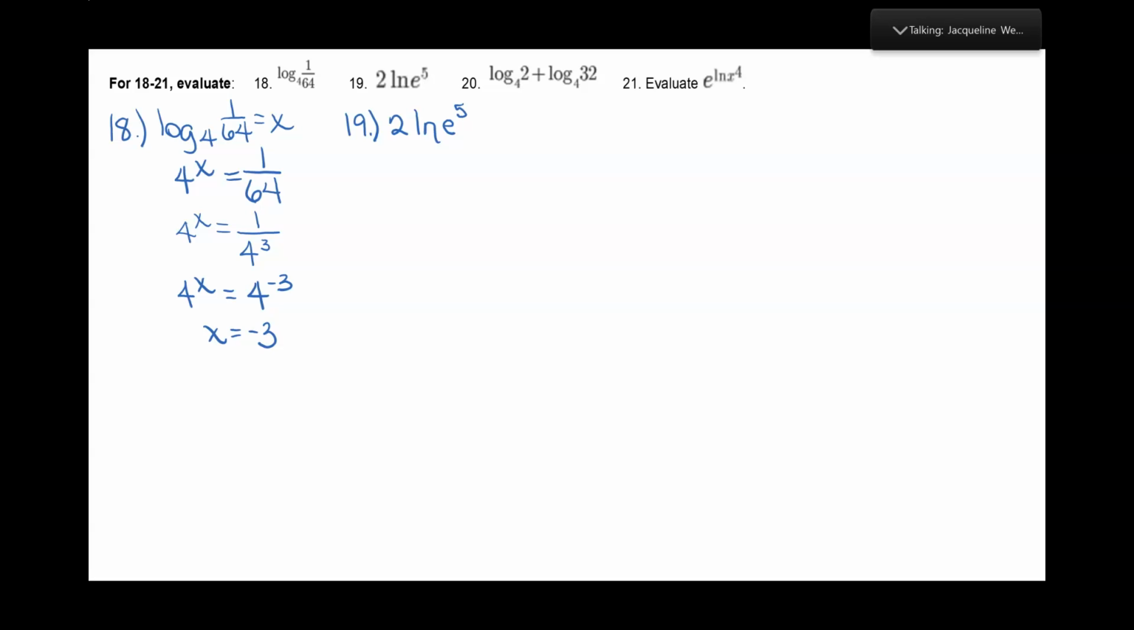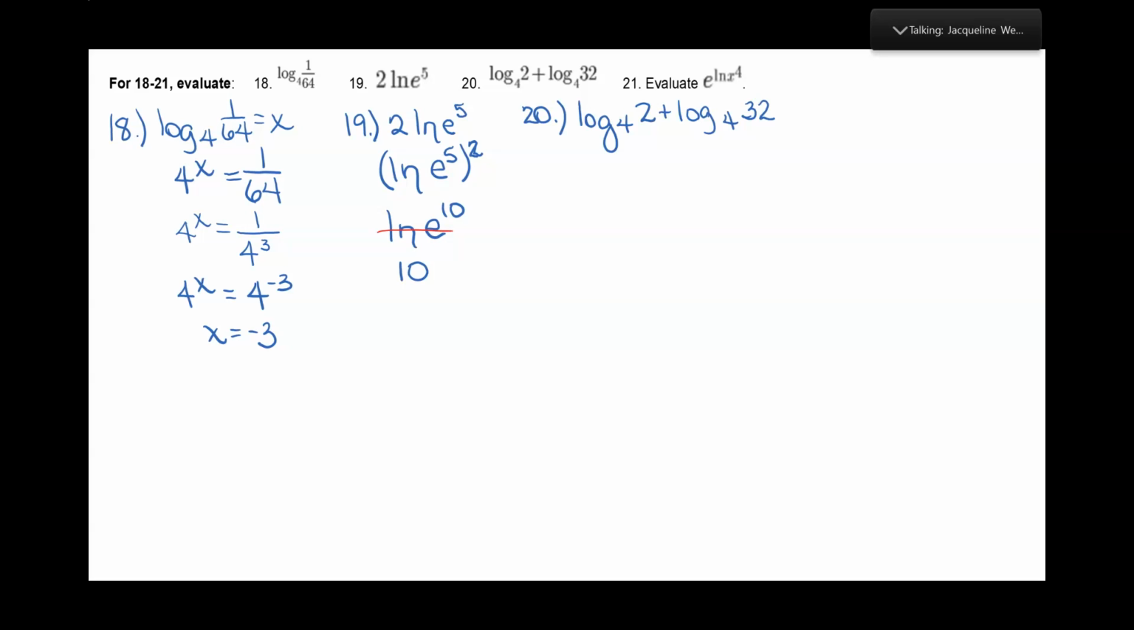What could you do with that 2 that's out in front? Make it an exponent. All right, so what do you do when you have a power raised to a power? Multiply. Multiply, so that would give me ln e to the 10th, right? Then we had a property that said ln and e do what to each other? Cancel out, so my answer is just 10.